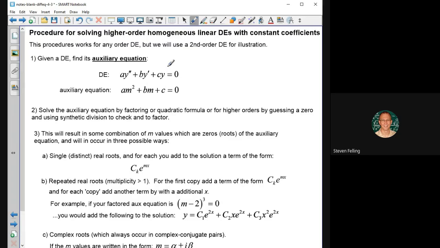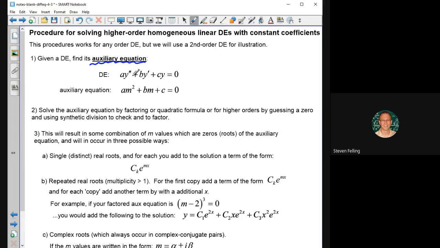We're going to treat it as a procedure, though. So the way it works is this. We have a given DE, we find what's called its auxiliary equation. So the auxiliary equation is an algebra equation that mirrors stuff about the original differential equation. So if we have an equation of the form, we'll just do a second order one for illustration, but this could be done with any order.